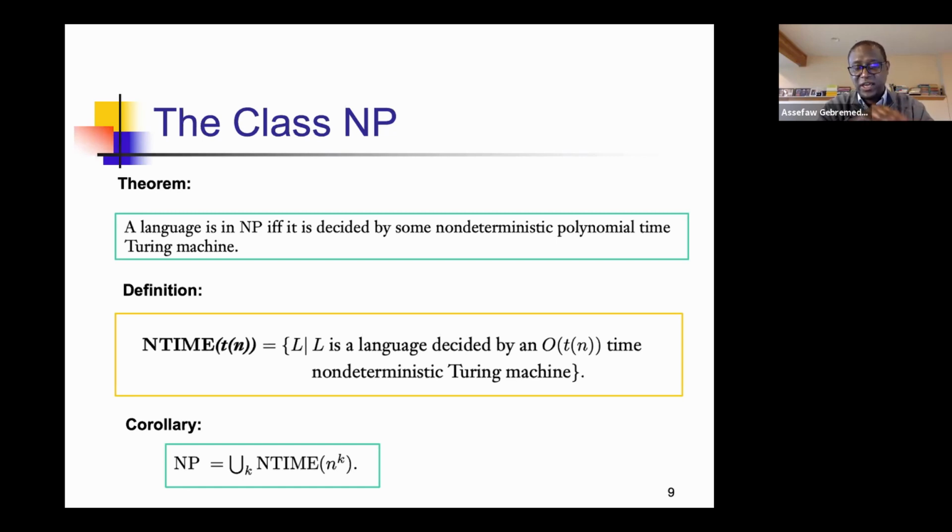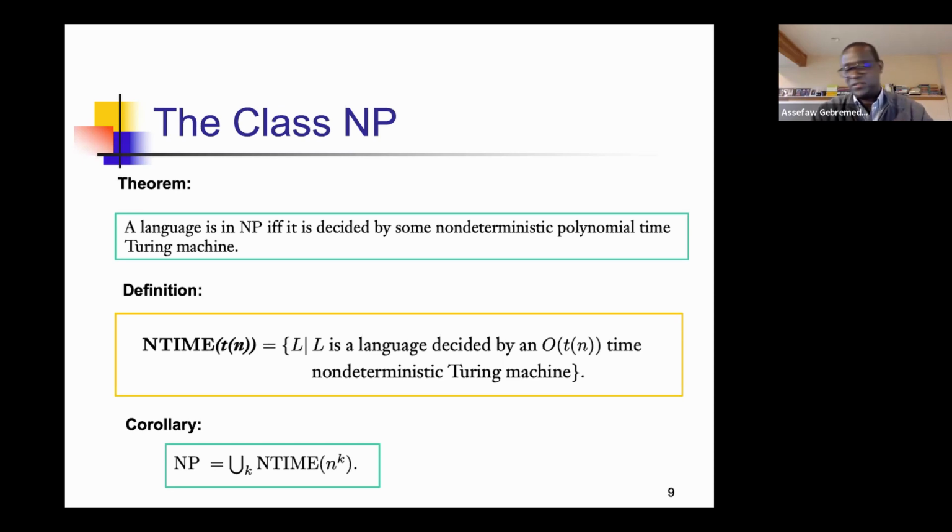So the definition I gave you in terms of a verifier doesn't say anything about non-determinism. It just said that if I have given you a problem and also a certificate for it, can you verify it in polynomial time? That was how it was posed. An alternative and equivalent way to say it is: is there a non-deterministic Turing machine that would decide this in polynomial time? In that sense, we could call this class NTIME t of n, just like we did TIME t of n.